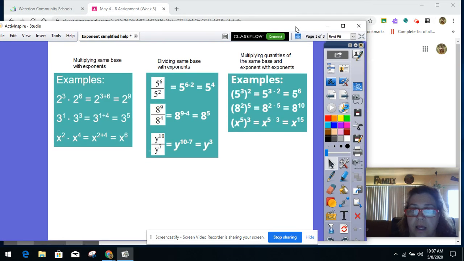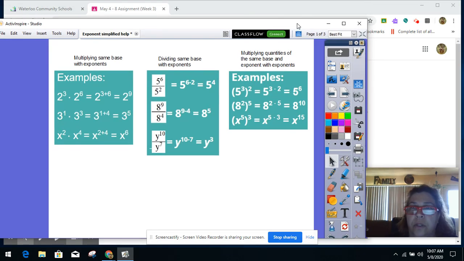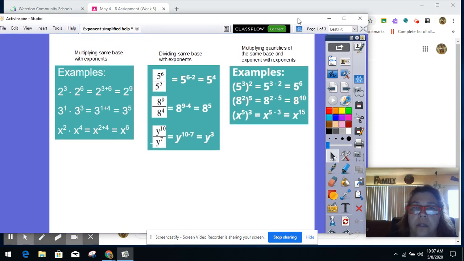Well, hey guys, I have decided to help you out by creating a video simply comparing the types of exponents in this past week's lesson. If I compare them side by side, and as you look at them, you should be able to determine what type it is and what operation it is that you need to use.